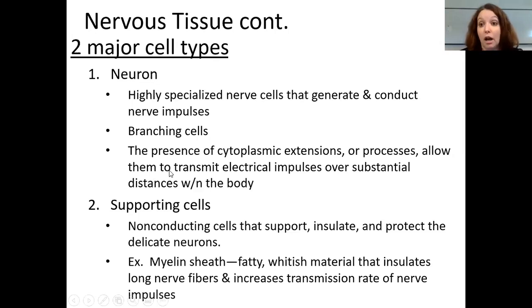There are actually a lot of supporting cells in nervous tissue that you might never have noticed or known of before. They're cells that support, insulate, and protect the delicate neurons. Your myelin sheath, this is one of the reasons that you have to have fat in your body, because it insulates long nerve fibers and increases the transmission rate of nerve impulses.